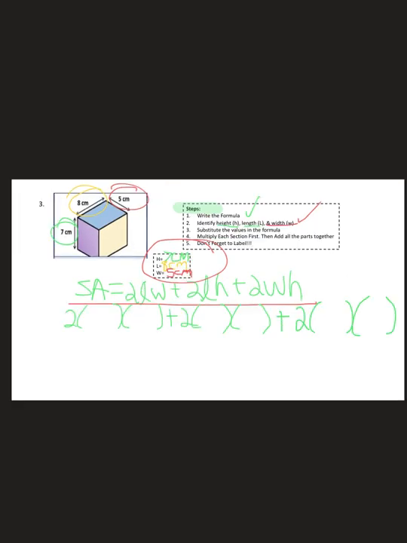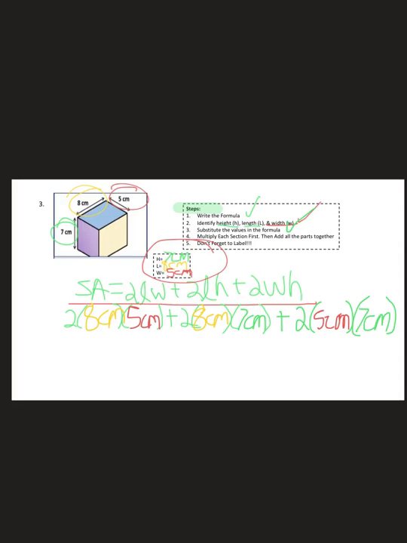So let's substitute those values directly into the formula. It's 2 times the length, which is 8 centimeters, times the width, which is 5 centimeters, plus 2 times the length again, 8 centimeters, times the height, 7 centimeters, plus 2 times the width, 5 centimeters, times the height, 7 centimeters. So step 3 is done.